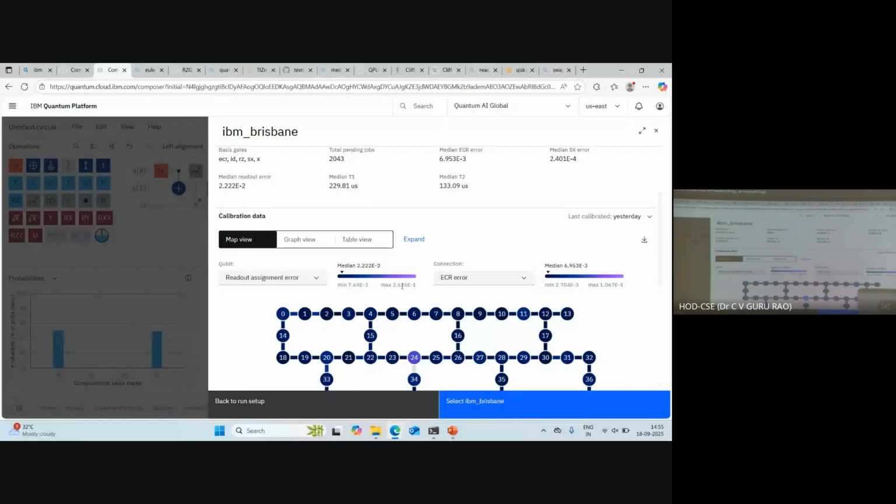Qubit. No, actually this is not. This is the error of this particular qubit. Readout error. Once you do a measurement, you get some error in your measurement. Due to some noise this is happening. Exactly 0, 1, some changes would be there. So that's why we are saying that these hardwares are noisy, because of physical error.